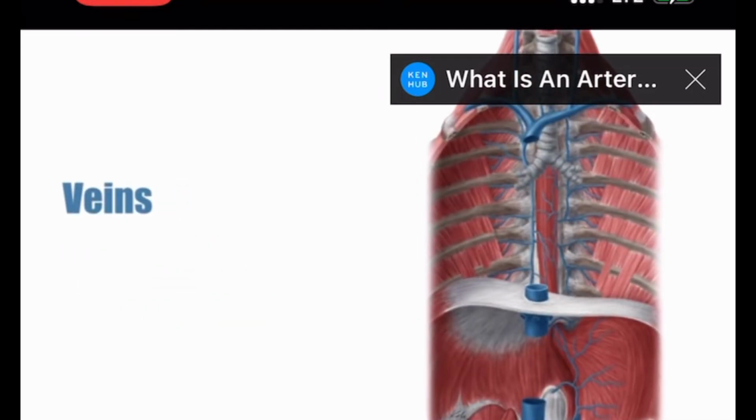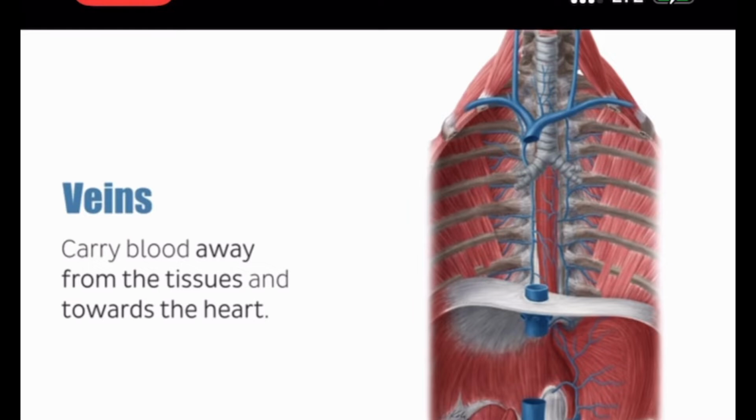Veins carry blood away from the tissues and towards the heart and have thin walls. Their internal lumen is larger than that of the arteries due to the fact that they contain blood under low pressure. They also have valves that prevent the blood from flowing backwards.